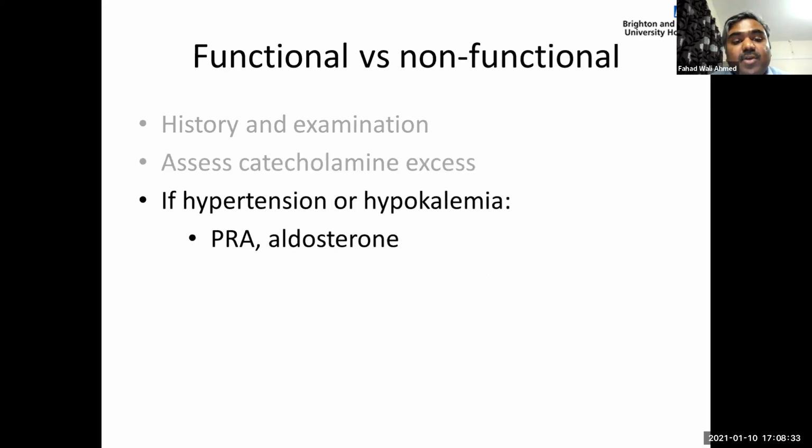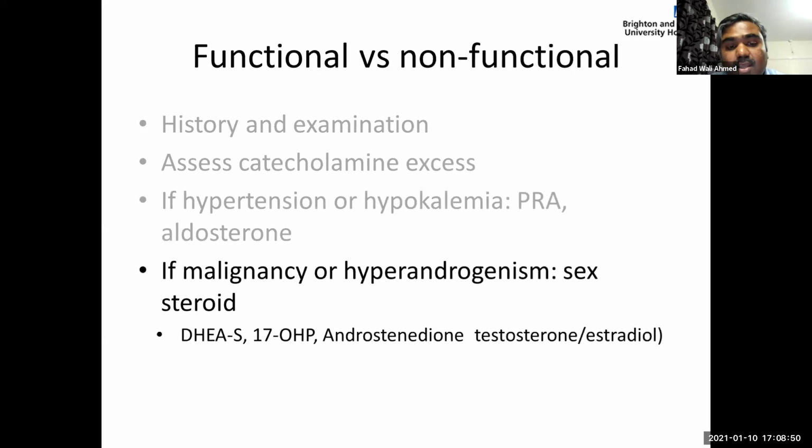The next thing we need to look at is aldosterone and renin levels. Usually these are measured in patients who have hypertension or unexplained hyperkalemia. In those cases, we need to measure aldosterone and renin. If the patient does not have these conditions, then we don't need to measure them. In cases of malignancy or signs of hyperandrogenism, we need to send sex steroids: DHEAS, 17-hydroxyprogesterone, testosterone levels, and androstenedione.